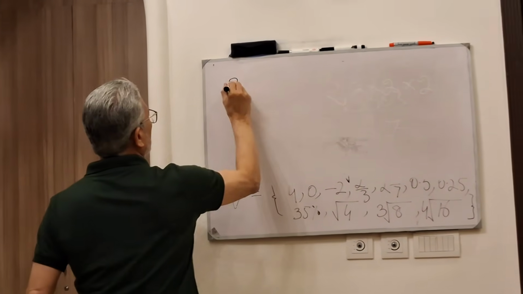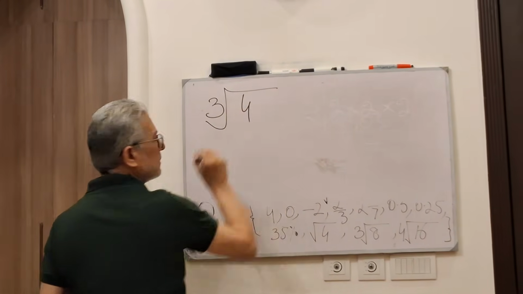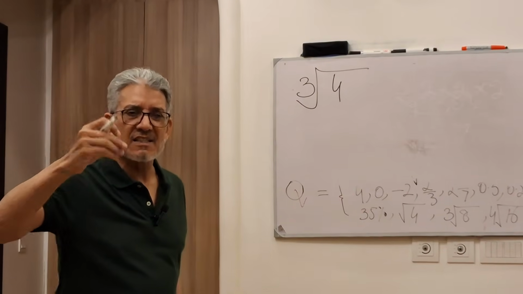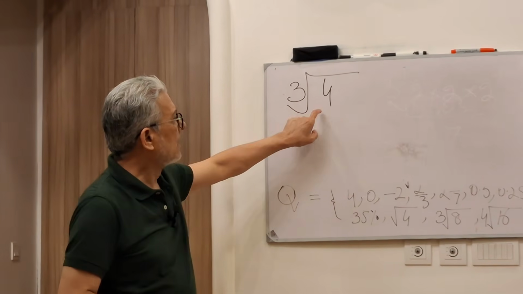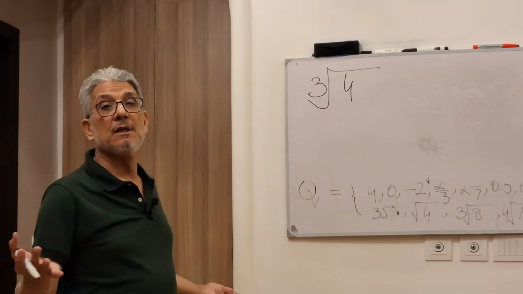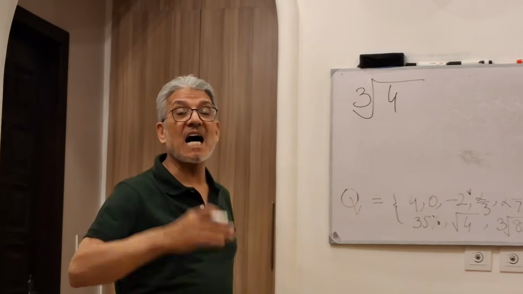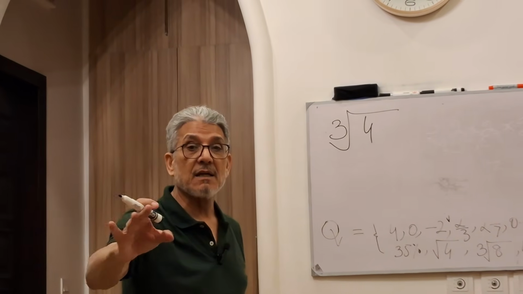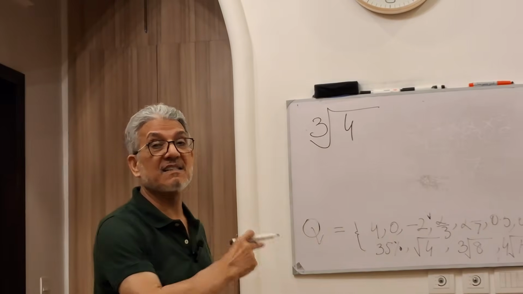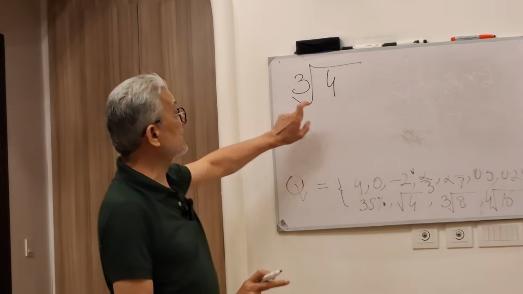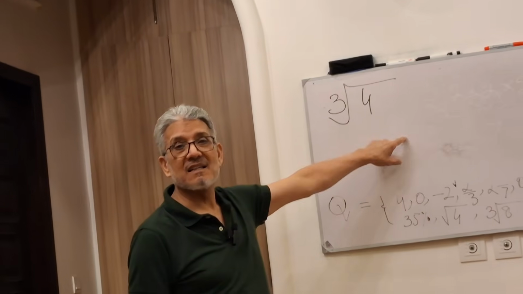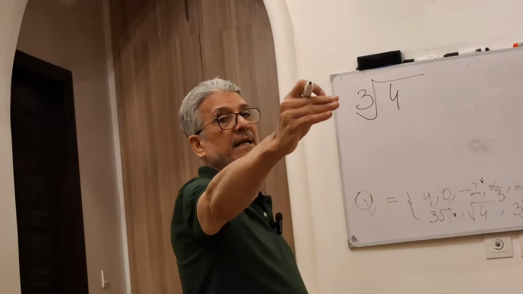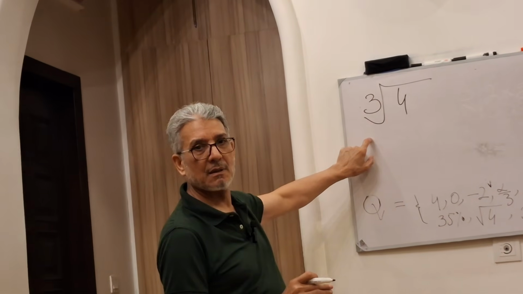What about cube root of 4? Is there any number which, when multiplied with itself 3 times, gives you 4? No, there is no number. So cube root of 4 is always a decimal which is not repeating and not terminating. It does not terminate, but does not repeat. When you solve it, you will get an answer where the decimal will be non-repeating, non-terminating. So this is an irrational number.